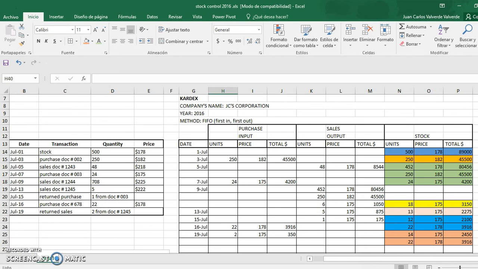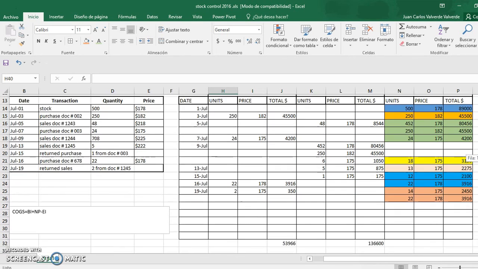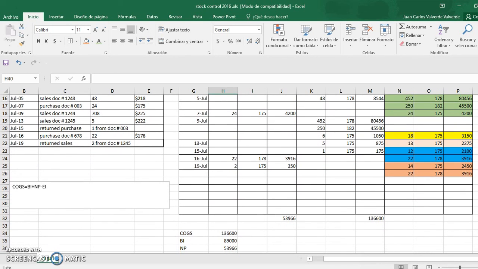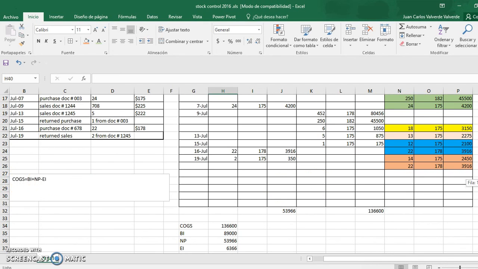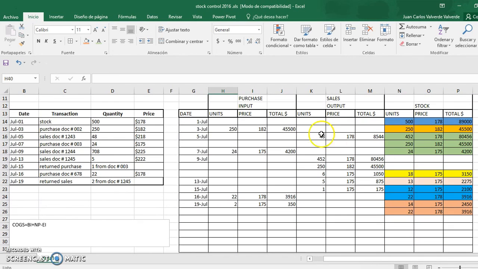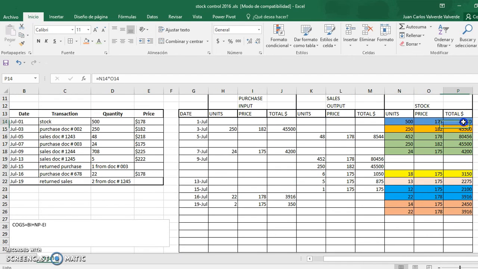The next step to verify that everything is fine, what we do is we add this column, okay, all the values in this column, which is $136,600, okay. This is called cost of goods sold. The second column that we have to add is the total of purchase, and this is called net purchase. In this case, it's $53,966, okay. This is net purchase. And the beginning inventory is just how much money we had when we started, which is $89,000.